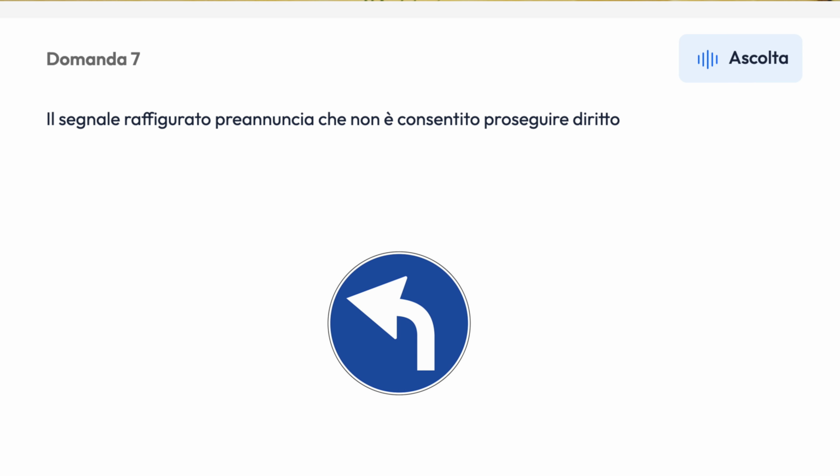Il segnale raffigurato preannuncia che non è consentito proseguire diritto. The question says this sign is telling you that it's not allowed to go straight. The answer to this question here is vero. This is a sign of preavviso di svoltare a sinistra, letting you know that at that junction the only direction you can go is left.